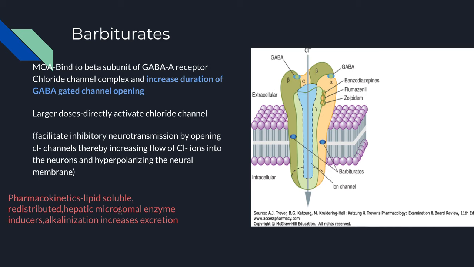They are hepatic microsomal enzyme inducers, which is why their dosage must be carefully monitored in patients on different drugs, as they might increase the metabolism of oral contraceptives, which may lead to unplanned pregnancies. Alkalization increases excretion because they are acidic in nature. So this property might be used in barbiturate poisoning.